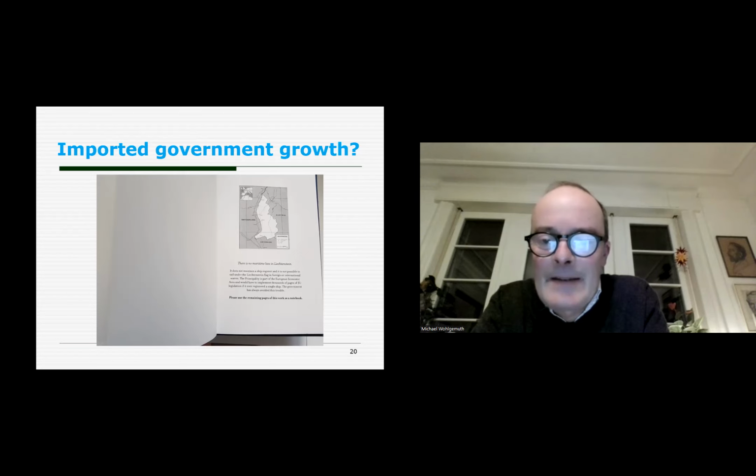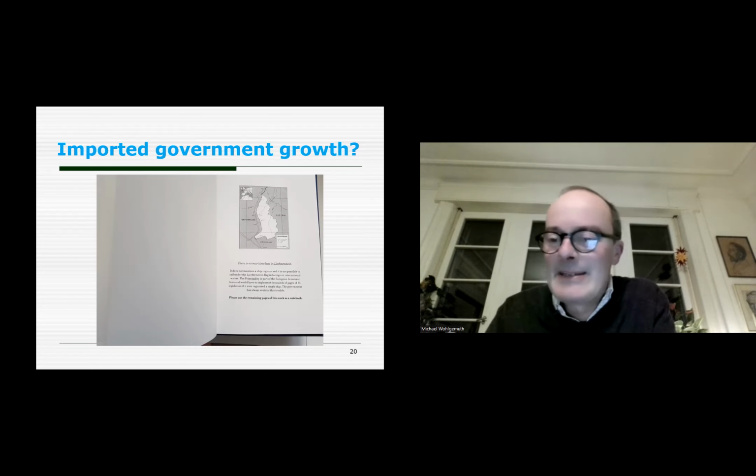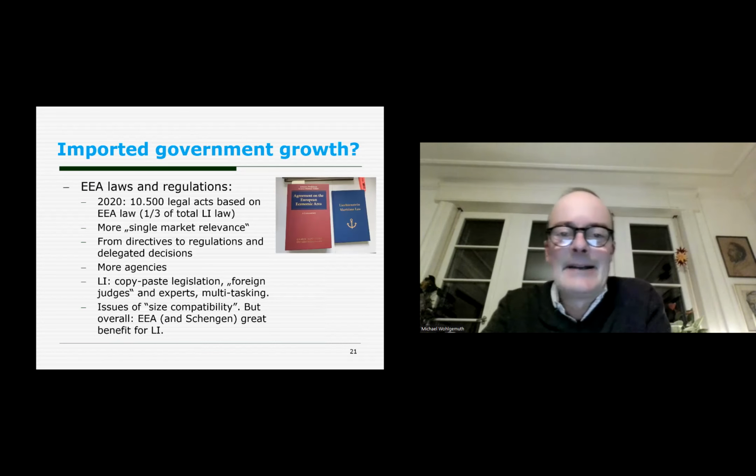And it says, Liechtenstein does not maintain a ship register, and it is not possible to sail under the Liechtenstein flag in foreign or international waters. The Principality is part of the European Economic Area and would have to implement thousands of pages of EU legislation if it ever registered a single ship. The government has always avoided this trouble. So there are many things that Liechtenstein does not have to do, and also because it is double landlocked, it doesn't make much sense.